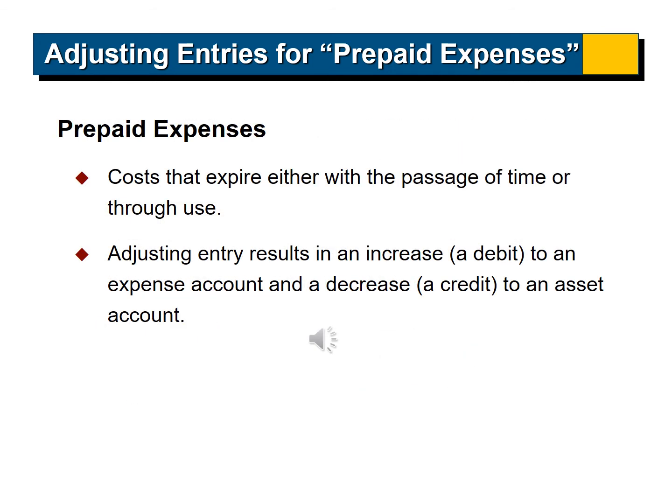The prepaid expenses, as I mentioned, are reported as an asset, and the asset expires with the passage of time for items such as insurance, advertising, or through usage such as supplies. And an adjusting entry is made to increase or debit the expense account and to decrease the asset account, which is credited.